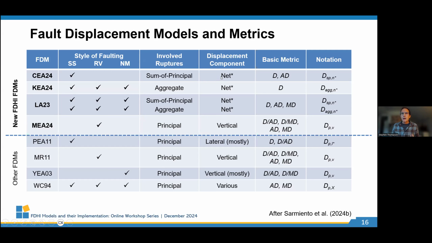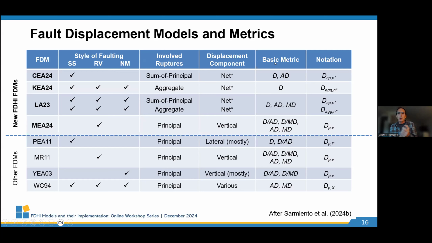Those displacement components, these modeling groups are all using that net star displacement measure, because the Moss model was really just focused on reverse faulting, where that fault normal component is very important. We chose to just go with the vertical displacement measure.